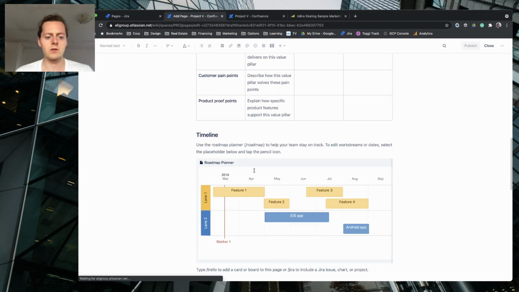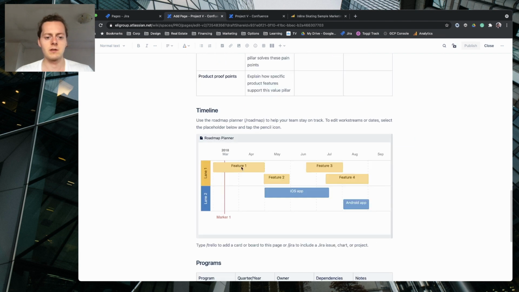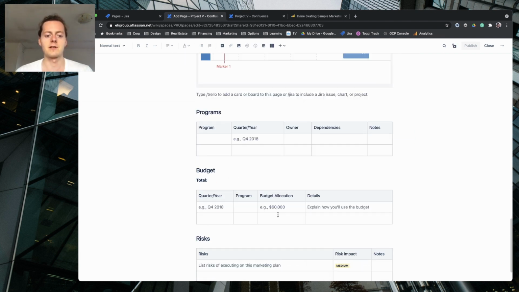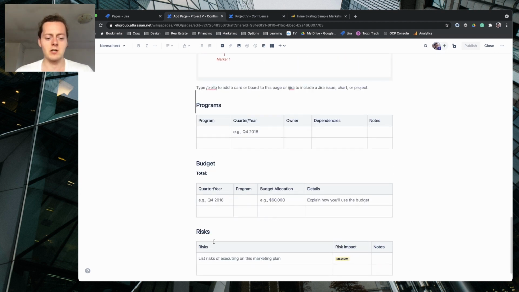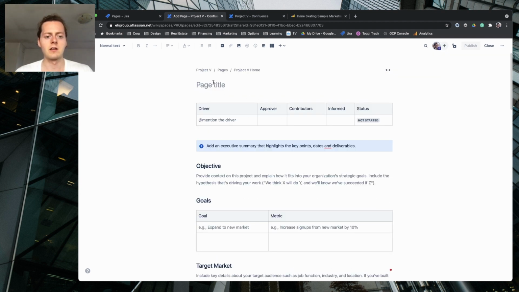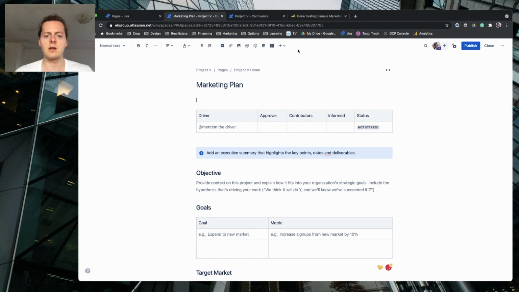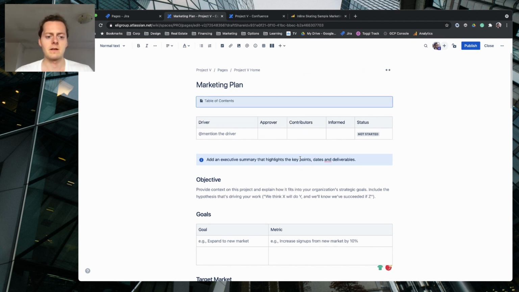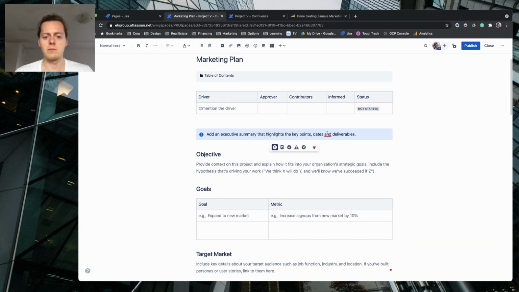Goals, target market, SWOT analysis, time, road planner. Oh, that's a really fun one. Budgets, risks, and I guess that's fine. So marketing plan, and I would love to have a table of content, definitely. And there's a driver, the form contributors, approver. Add an executive summary that highlights the key points, dates, and deliverable. Can I even pronounce it?